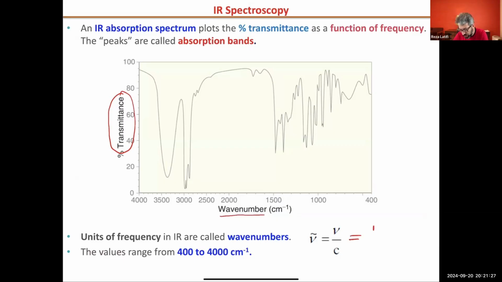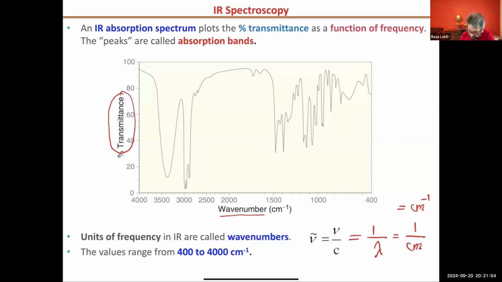Wave number is equal to 1 over lambda. What was the unit of lambda? Okay, 1 over meter, or you can say 1 over centimeter. So you get 1 over centimeter, you can call it centimeter to the power of -1, or meter to the power of -1. But because we are talking about small objects, the centimeter to the power of -1 is good enough. Okay, now how do I read this?